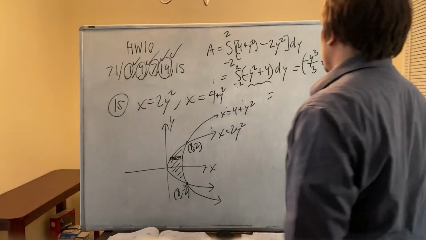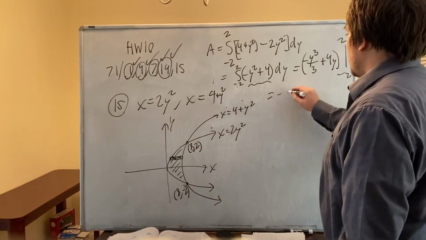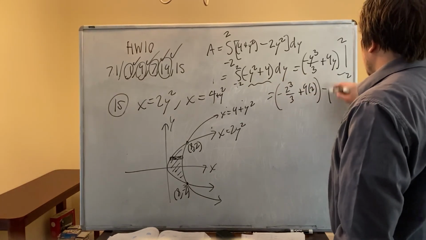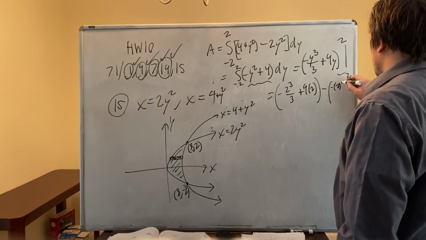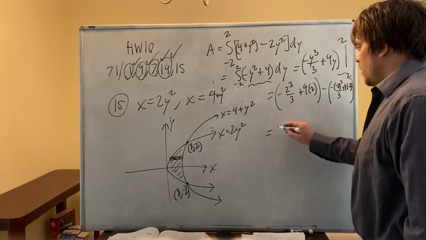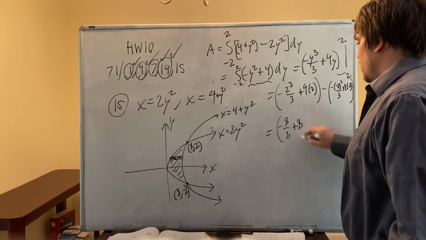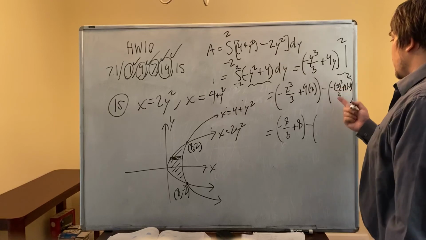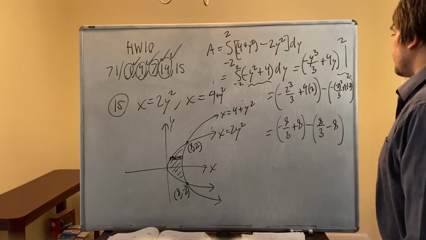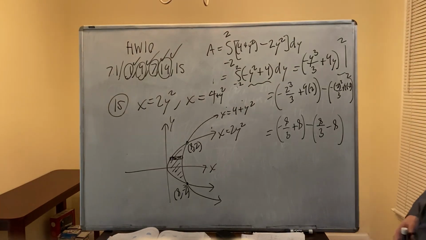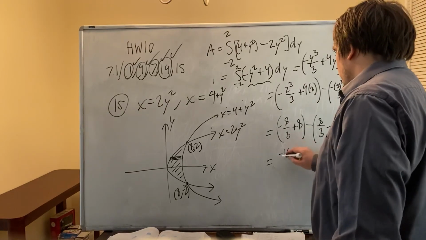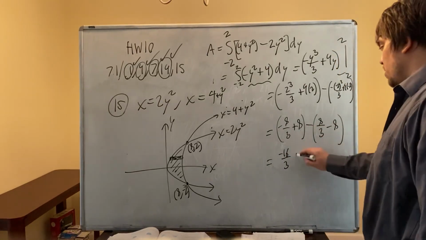Okay, so now you're just computing a definite integral. And so now you plug in 2, so it's -2 cubed over 3 plus 4 times 2, minus, plug in -2, so you get -(-2) cubed over 3 plus 4 times -2. And so that's equal to -8/3 plus 8 minus -8, that's positive 8/3 minus 8. Okay, and so the -8/3 minus 8/3 is -16/3, and 8 minus -8 is plus 16.